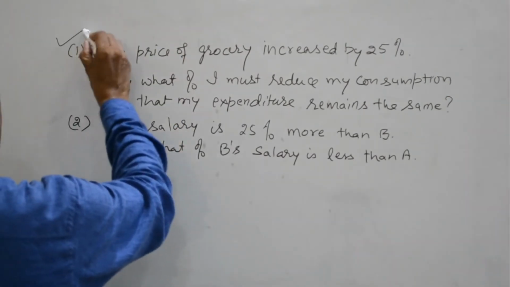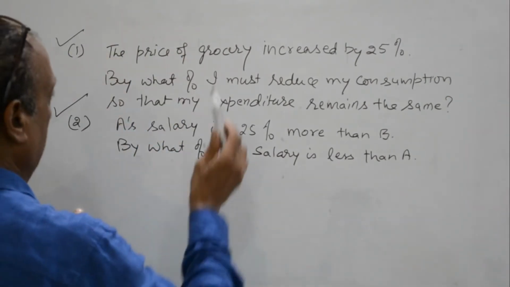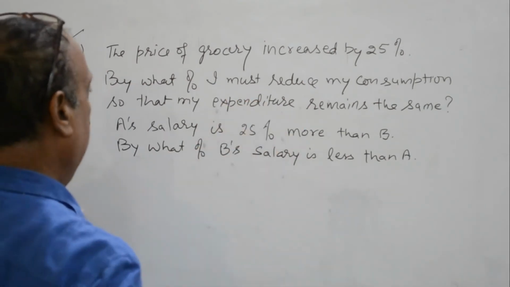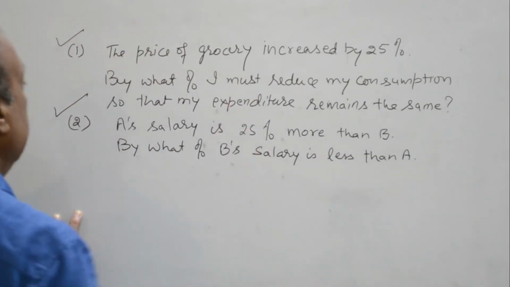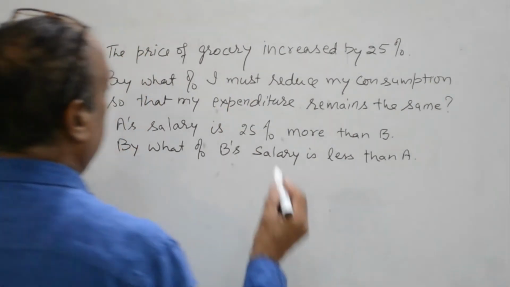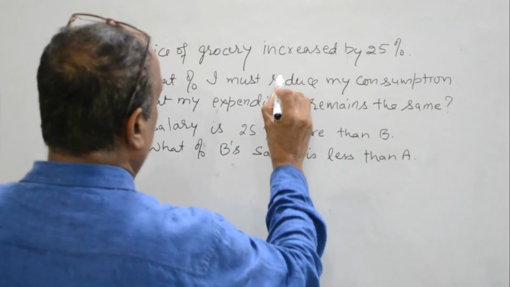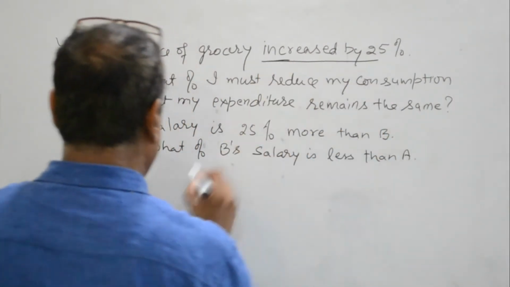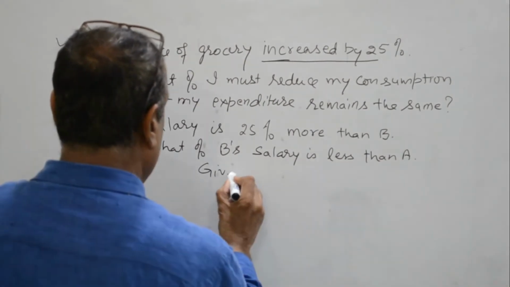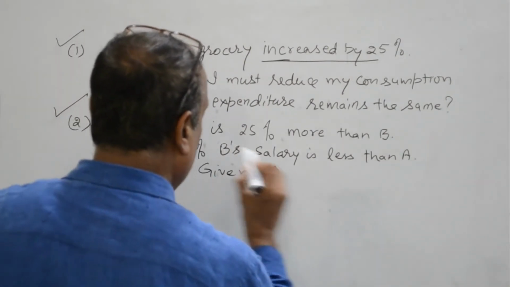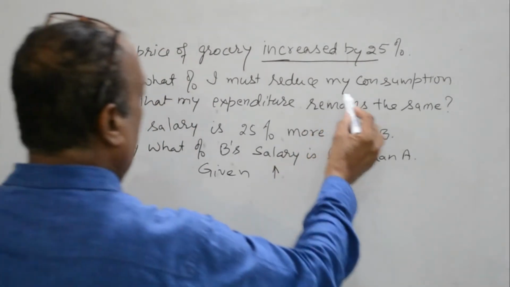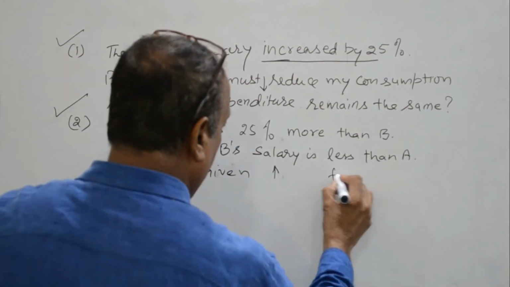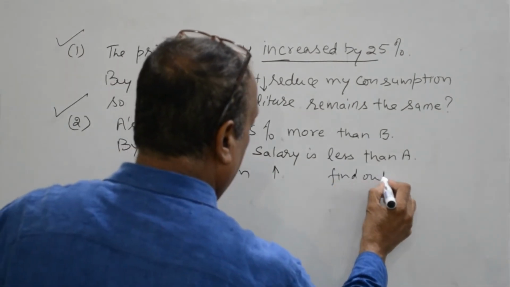These questions are exactly similar. The process of solving these questions is exactly similar. See how we can solve this. Now see what we are given. We are given an increase of 25%, and we have to find out the reduction. We are given the increase and we have to find out the decrease.